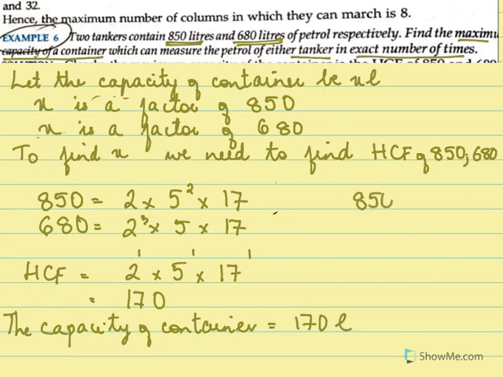Which means when you take 850 and keep dividing it by 170, each container is 170. So you get 850 divided by 170, you get 5 such containers. And in the other case, 680, when you divide it by 170, you will get 4 such containers. So the answer is 170.